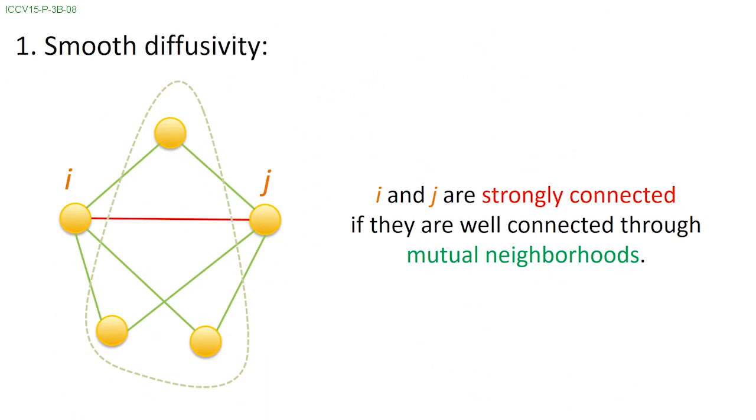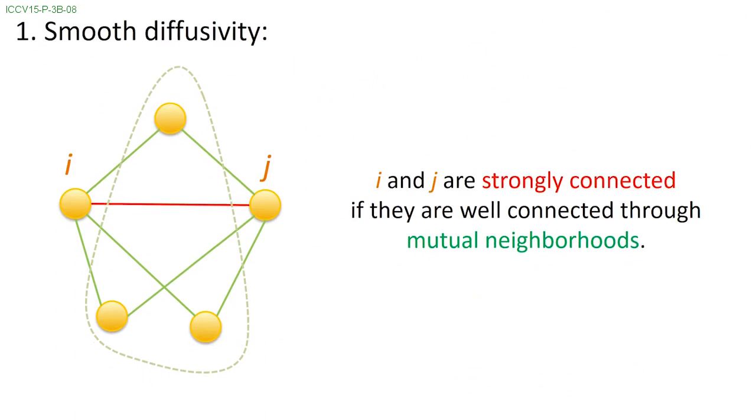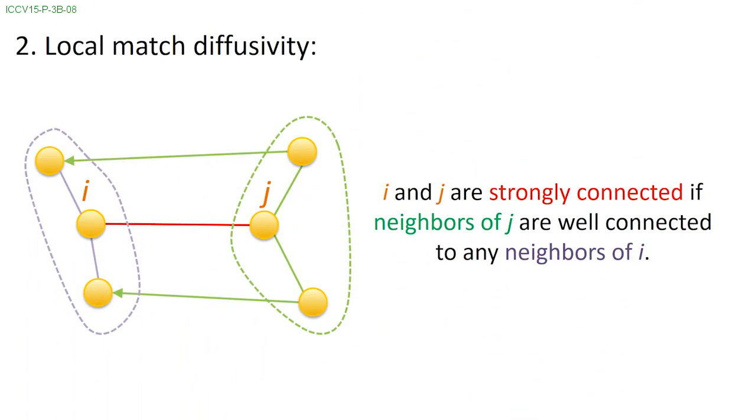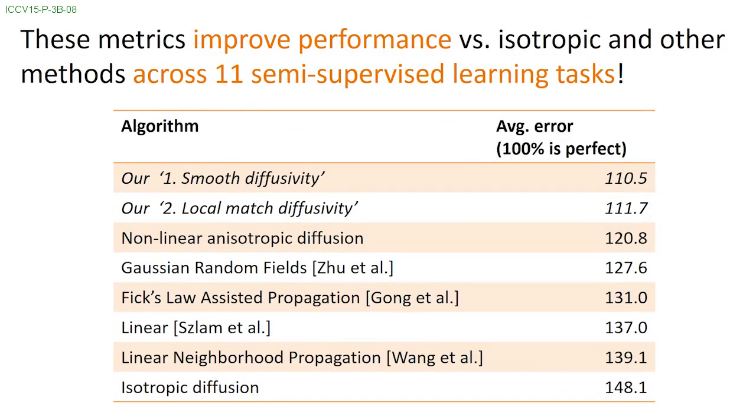Smooth diffusivity, where i and j are strongly connected if they are well connected through mutual neighborhoods, and local match diffusivity, where i and j are strongly connected if neighbors of j are well connected to any neighbors of i. These metrics improve performance versus isotropic and competing methods across 11 semi-supervised learning tasks.